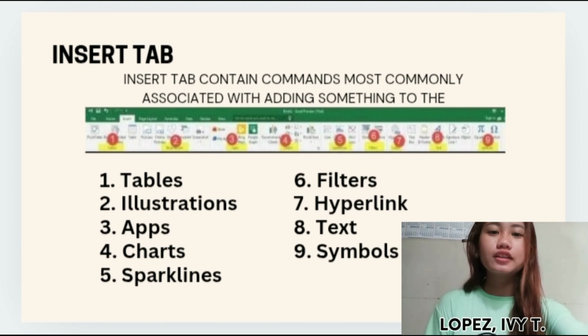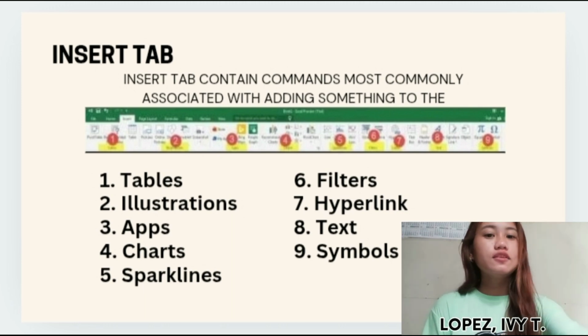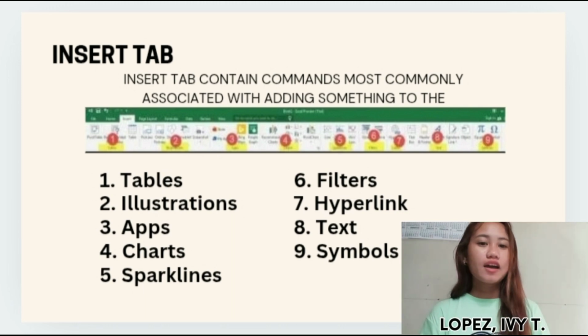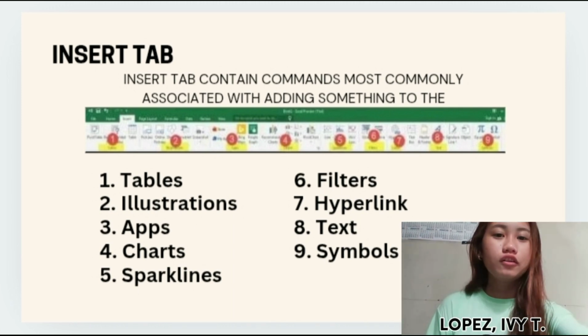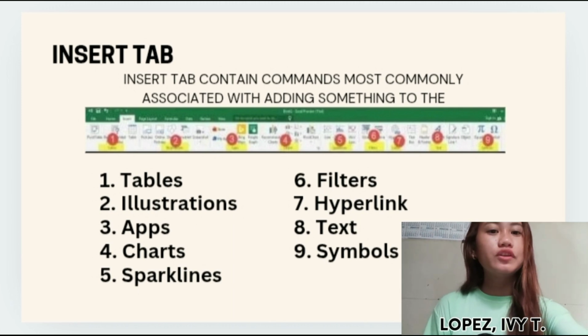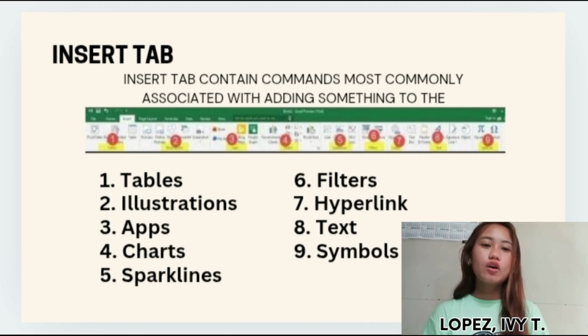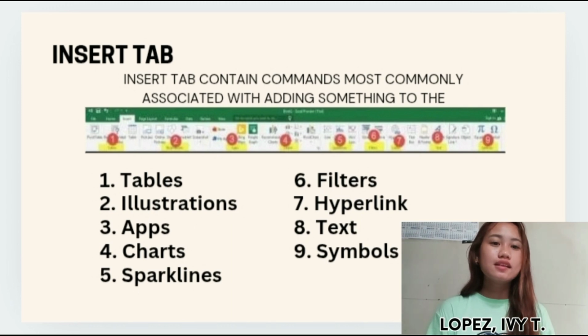Number 6 is filters. There are two types of filters available. Slicer allows you to filter the data visually and can be used to filter tables, pivot tables, data, etc. Timeline filter allows you to filter the dates interactively. Then number 7 is hyperlink. This is a great tool to provide hyperlinks from the Excel sheet to an external URL or files. Hyperlinks can also be used to create a navigation structure within the Excel sheet that is easy to use.